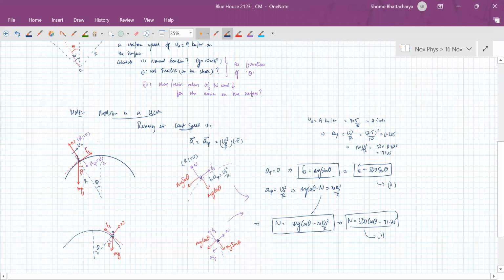Sir, what is R in this case? R is the radius of curvature of the surface, and that is equal to 10 meters, given in the question.